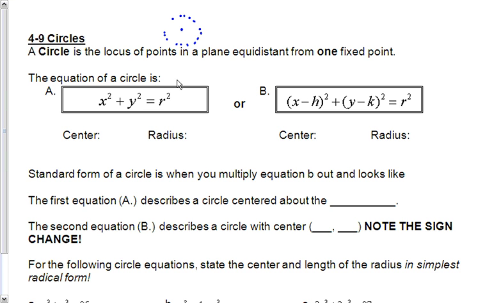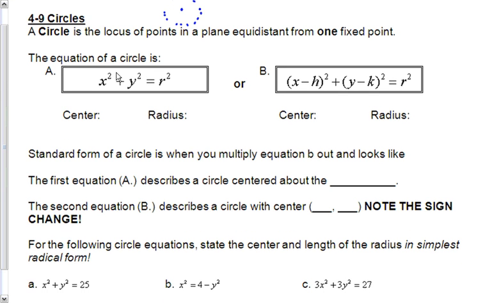There are two equations of a circle we're going to look at. We have x squared plus y squared equals r squared, where the center here is just the origin, and the radius is just r. You take the square root of that number. Over here, this is the more standard form. (x minus h) squared plus (y minus k) squared equals r squared, where the center of our circle is now (h, k). Right? The radius is still the square root of r squared, which is r.